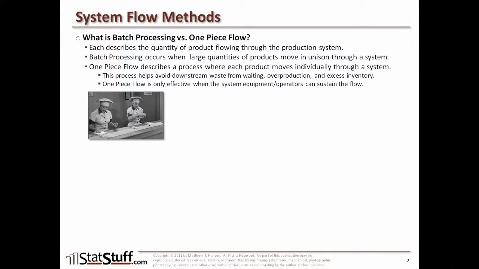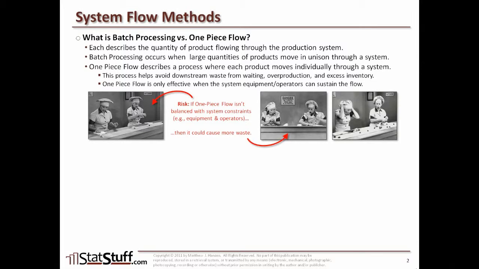If you recall the I Love Lucy episode where Lucy and Ethel were working in the candy factory and their job was to wrap the different candies that came down the assembly line, that was basically like a one-piece flow. But here's the risk. When the system isn't balanced with the equipment, or in this case the operators, Lucy and Ethel, to maintain that same kind of flow, then it could end up causing more waste. So if you're going to use one-piece flow, which again is generally going to be more ideal, it should be at least balanced with all the other constraints within the system.